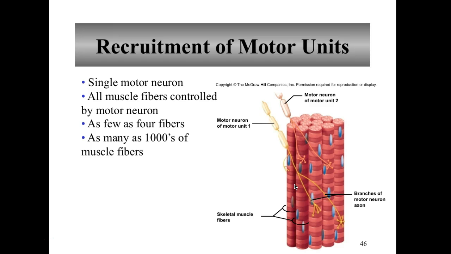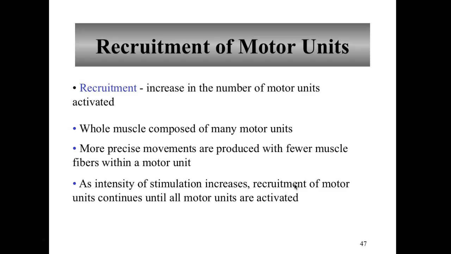Because a whole muscle is composed of many motor units controlled by many different motor neurons, simultaneous contraction of all units does not necessarily occur. But what we do see is that as the intensity of stimulation increases, the recruitment of motor units increases, and the units will then contract simultaneously. And then that will lead us into the thing called recruitment. So recruitment increases the number of motor units activated.